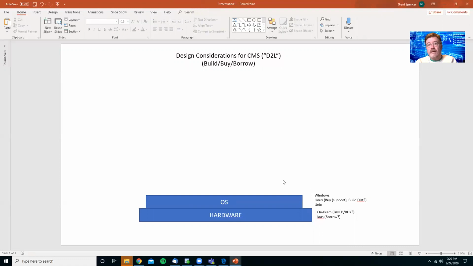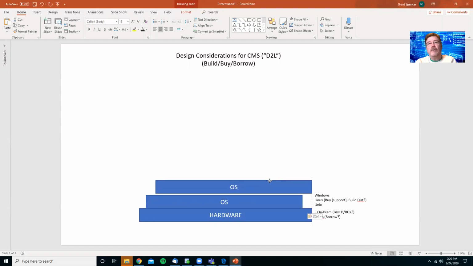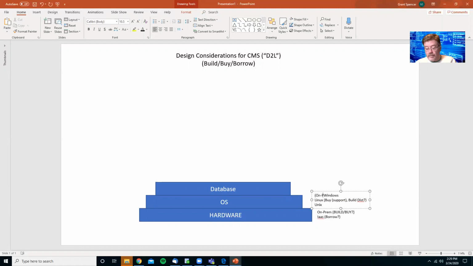Now, along with the operating system, the other thing, because this is D2L or a course management system, we probably want to think about a database. Now, with the database behind this, we again got a similar deal. Actually, you know what? Let me do this quickly. This is going to be also on-prem or PaaS.